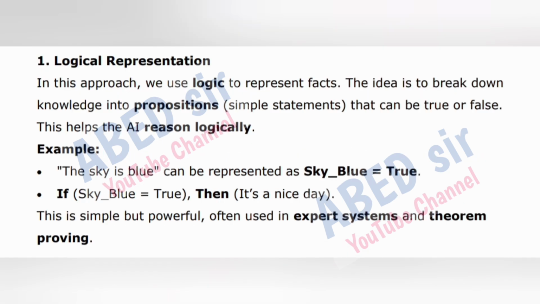1. Logical representation. In this approach, we use logic to represent facts. The idea is to break down knowledge into propositions, simple statements that can be true or false. This helps the AI reason logically. Example: "The sky is blue" can be represented as sky_blue = true. If sky_blue = true, then it's a nice day. This is simple but powerful, often used in expert systems and theorem proving.